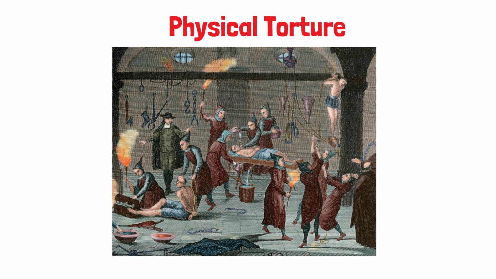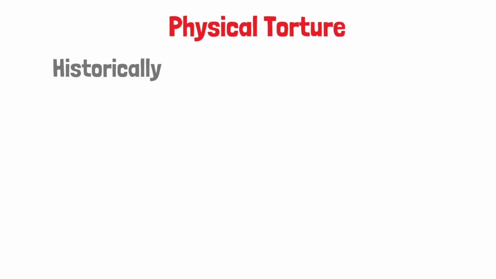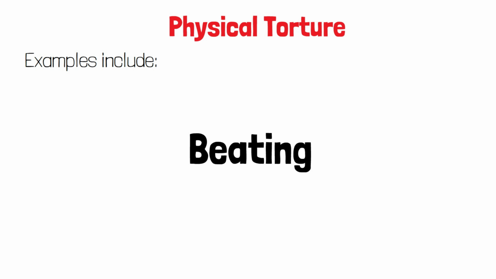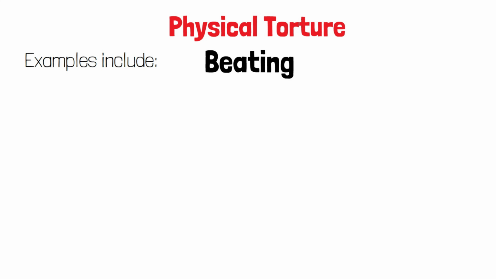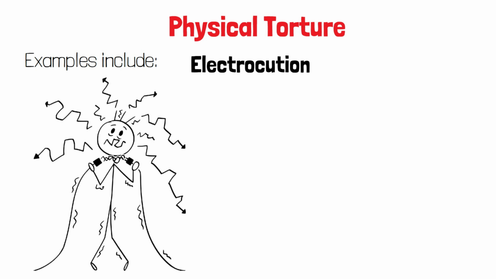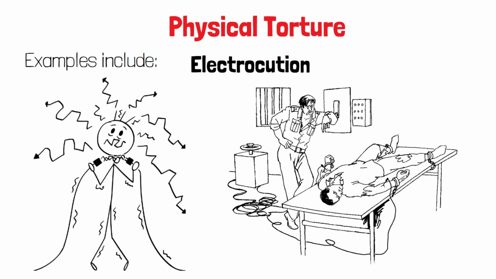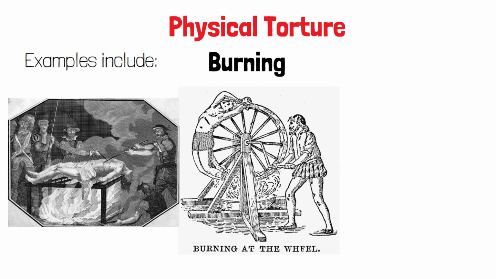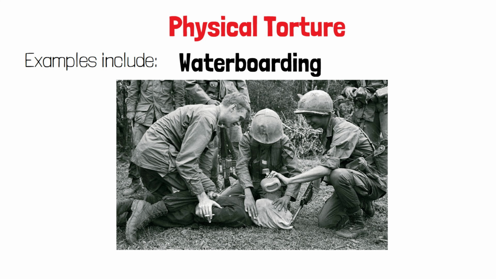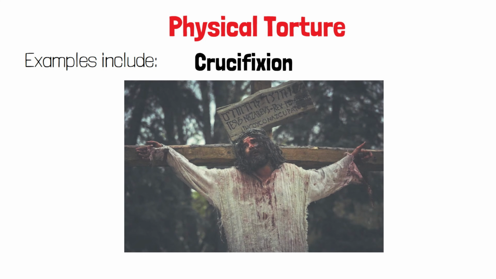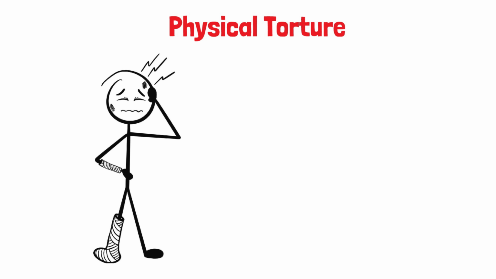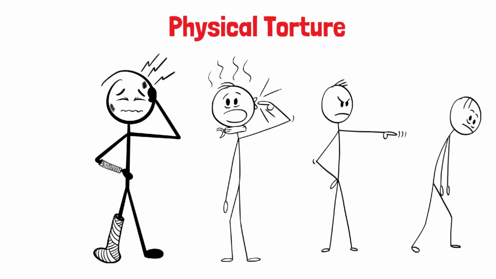Physical torture. Physical torture involves inflicting pain or injury to the body. Historically and today, physical torture is one of the most common and brutal methods. Examples include beating, the most basic form of physical torture, involving hitting or whipping a victim with objects like batons, rods, or whips. Electrocution, electric shocks used to cause severe pain, often applied to sensitive parts of the body. Burning, involving fire or heated objects like irons to inflict burns on the skin. Waterboarding, a method that simulates drowning by pouring water over a cloth covering the victim's face. Crucifixion, historically, a method of execution where the victim was nailed or tied to a cross, leading to slow death by asphyxiation. Physical torture leaves lasting physical and psychological scars and is designed to break a person's body and will.